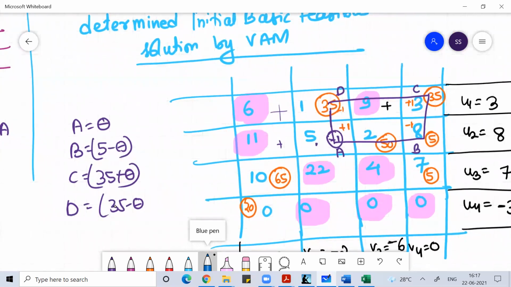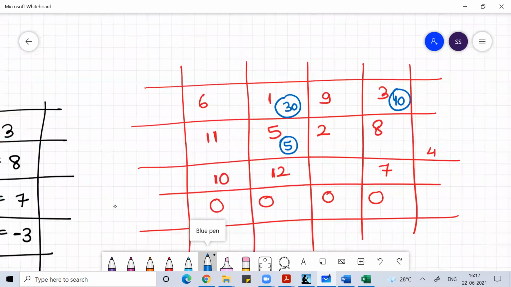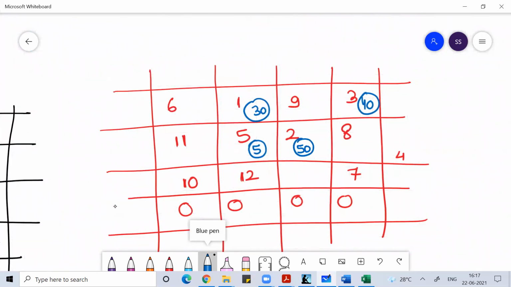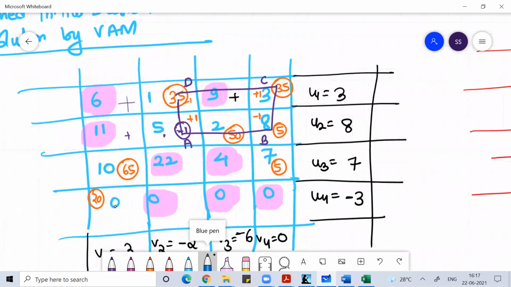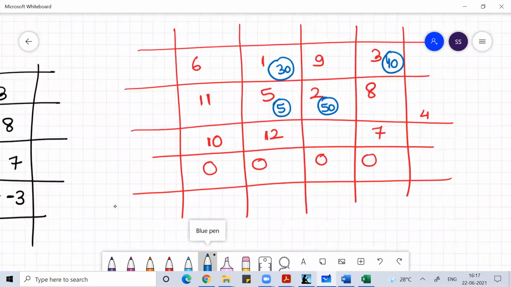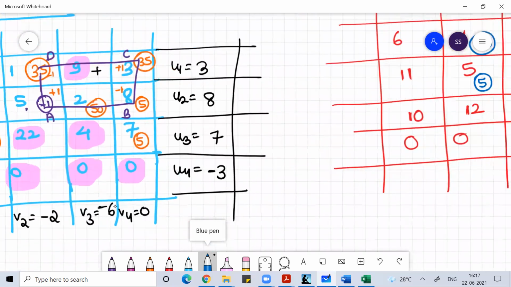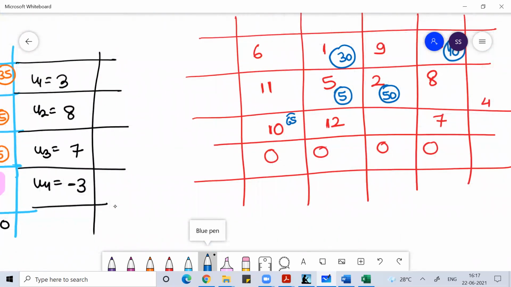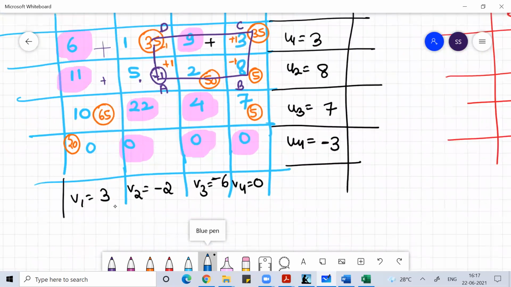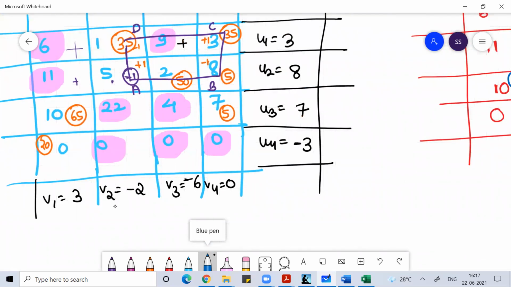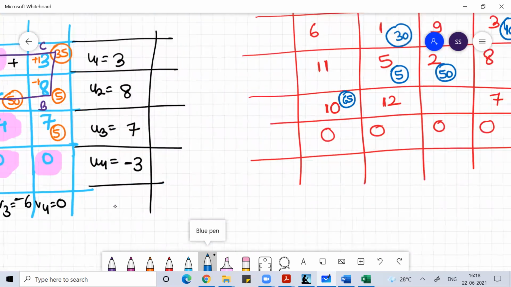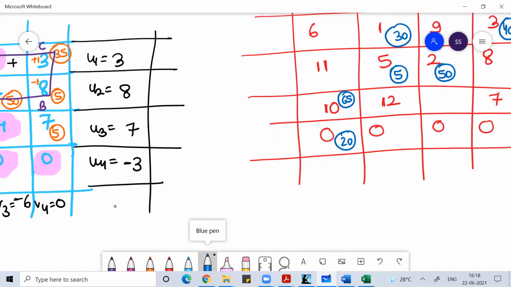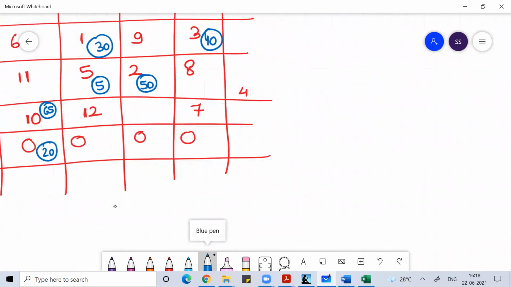And then 2 plus 50. The allocation on 2 was 50. 8 allocation came on 5. And then 1065, then 0, 20, 0, 20, 0, 20, and 7, 5.